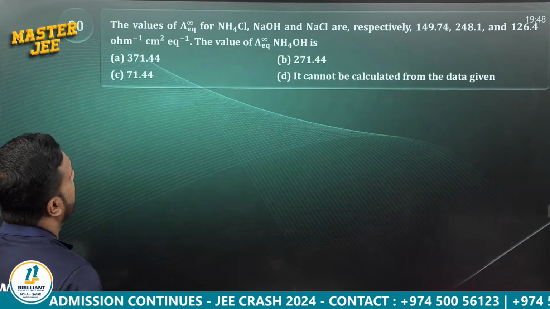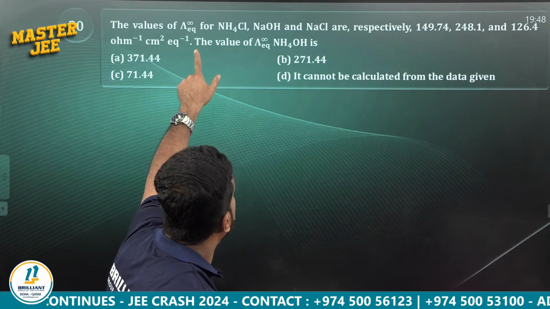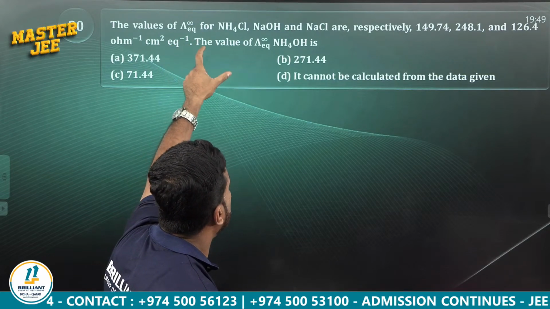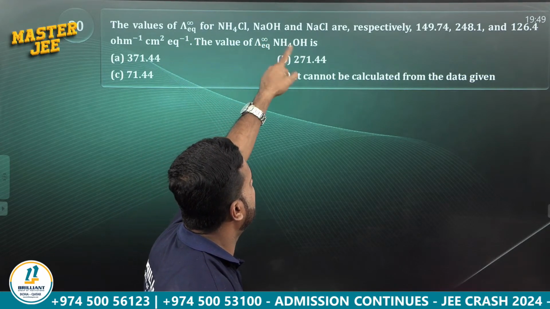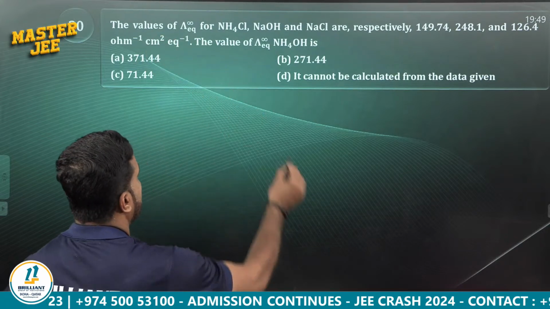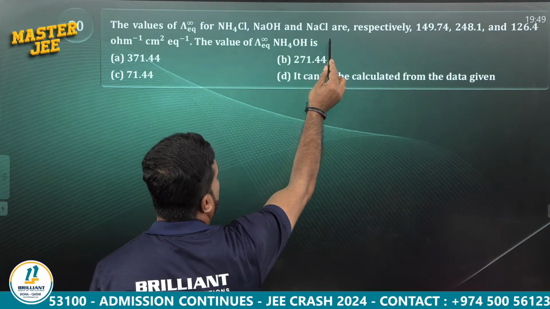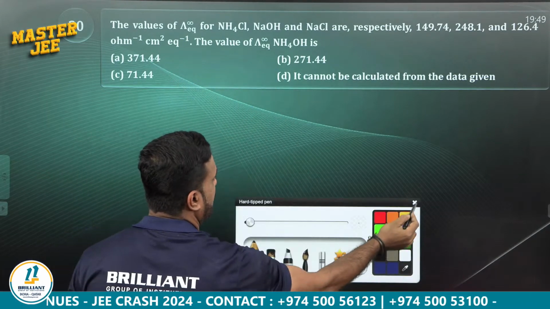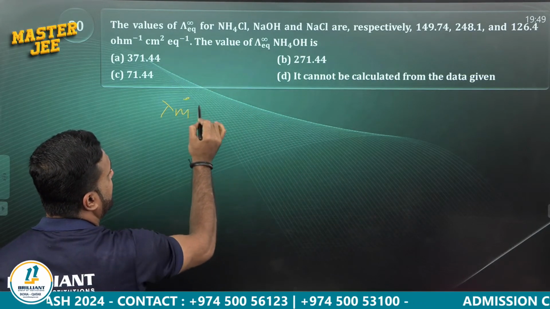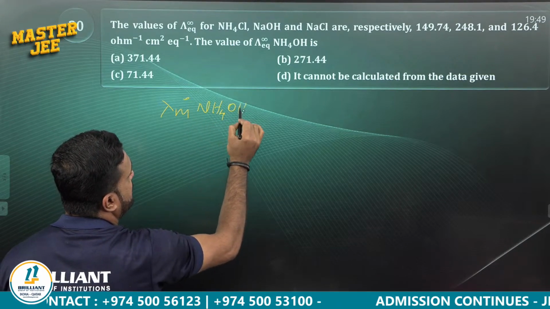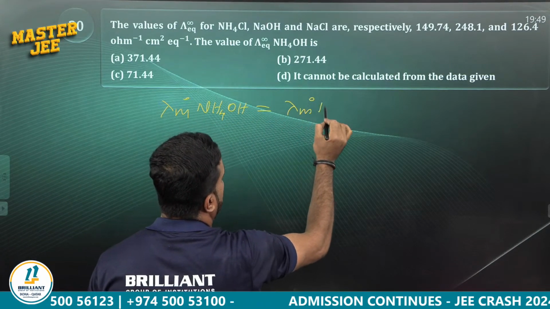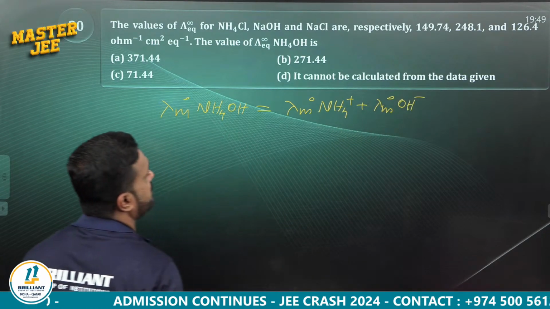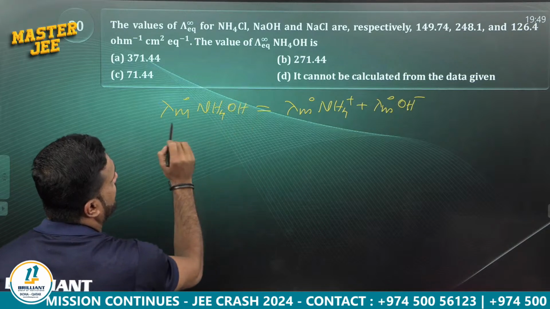The last one: the values of lambda m naught, or equivalent conductance, based on Kohlrausch's law. They gave the NH4Cl value, NaOH value, and NaCl value respectively, and they are asking for lambda m naught of NH4OH. The calculation is the same. We have the equation lambda m naught of NH4OH is equal to lambda m naught of NH4+ plus lambda m naught of OH-. This is our equation.